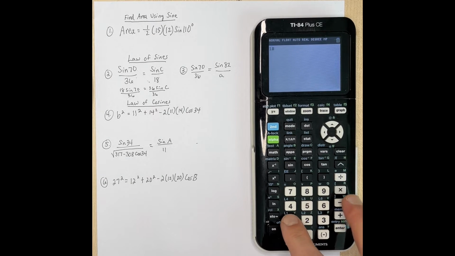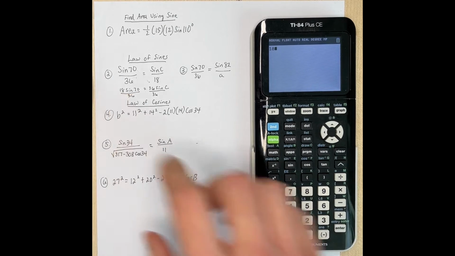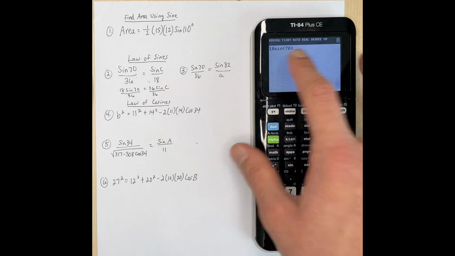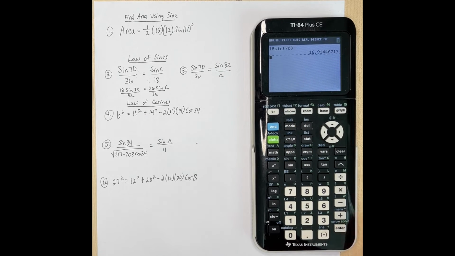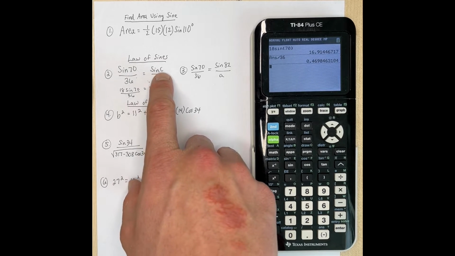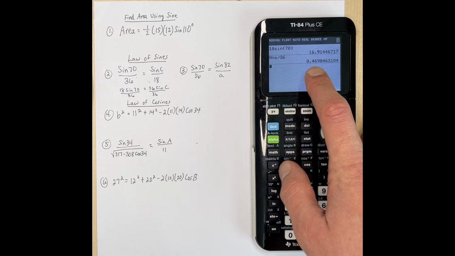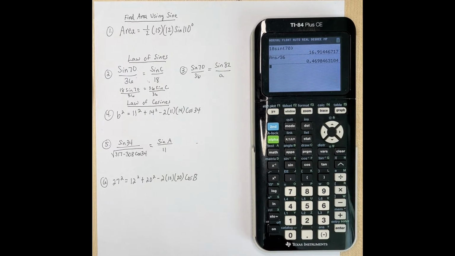So in my calculator, I'm going to type 18 sine 70. So if you type it just like that, that calculator means 18 times sine of 70. And I'm going to hit enter on that. Now I'm going to do divide by 36. Okay, now I'm going to hit enter. Now for this one, see how it was sine of c? That means we're trying to find an angle. Well, 0.46, that's not an angle, right? So now we have to use the inverse sine.